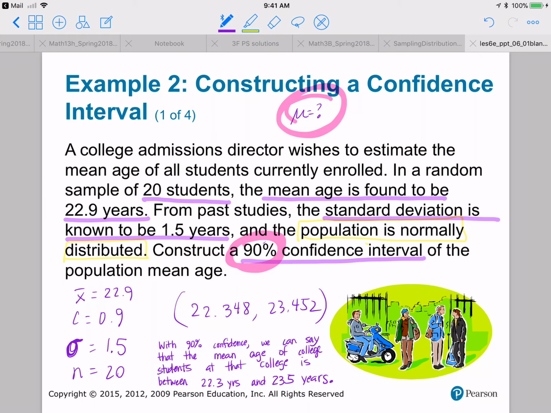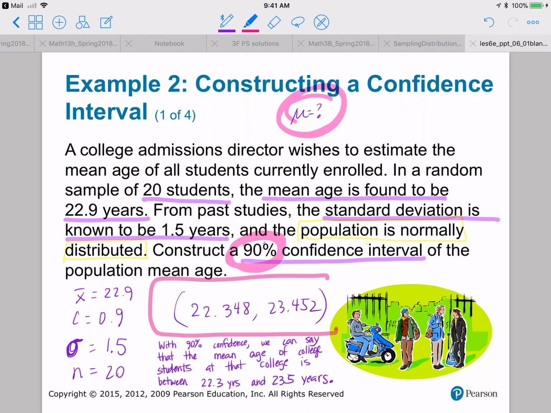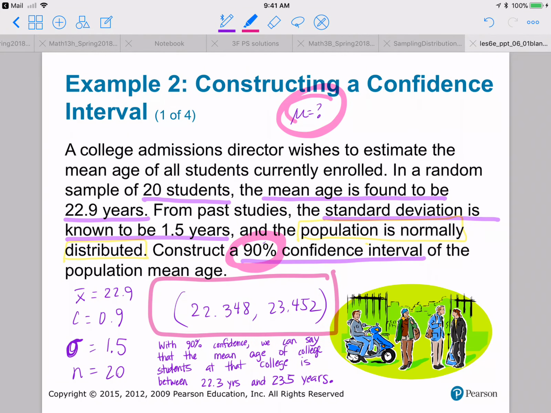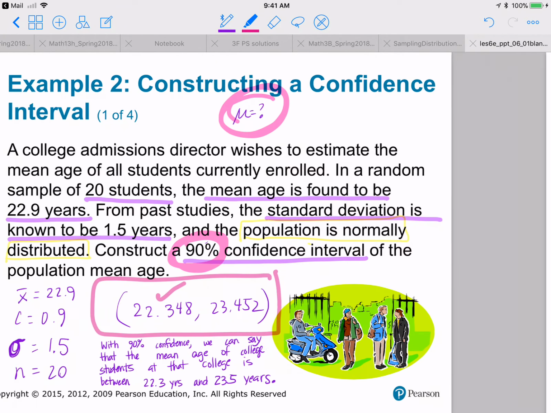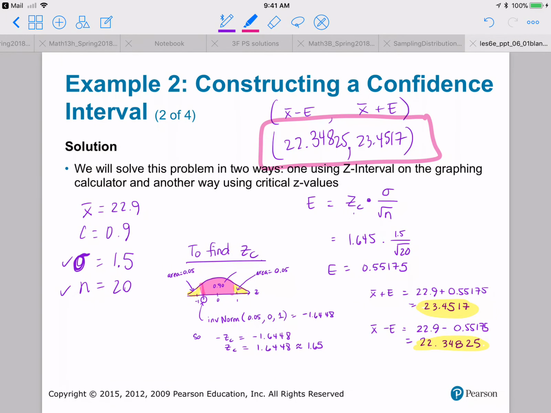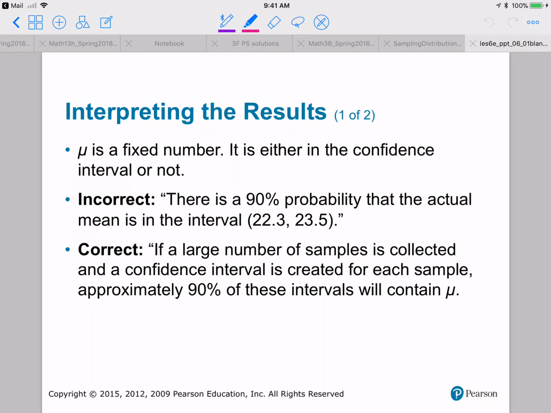Now, if we really did everything correctly, we should get here exactly what we got with the other one. So let's just verify. So 22.348, 22.348, yep. And then 23.452, yep. So doing it either way gave us the same answer. And of course, it's a lot faster to do it using technology. But I just wanted to go through that so that you could see it.